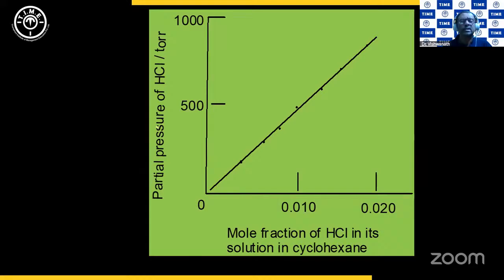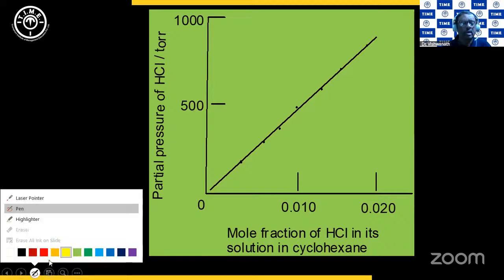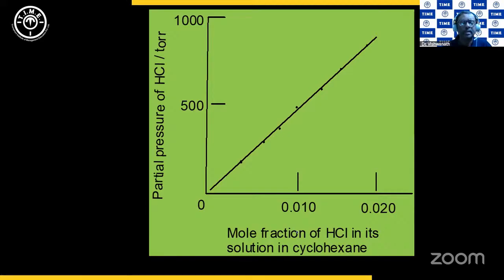Now, this is the Henry's law for a gas HCl, right? HCl is a gas. That HCl gas is dissolved in what? Cyclohexane. Cyclohexane is an organic solvent, right? And this is the partial pressure of HCl. As the pressure rises, the solubility also rises, the mole fraction also rises. This is Henry's law in the form that has been shown there.